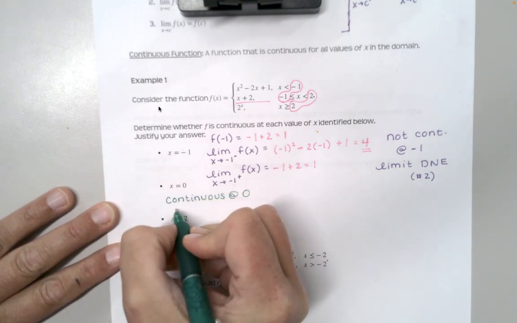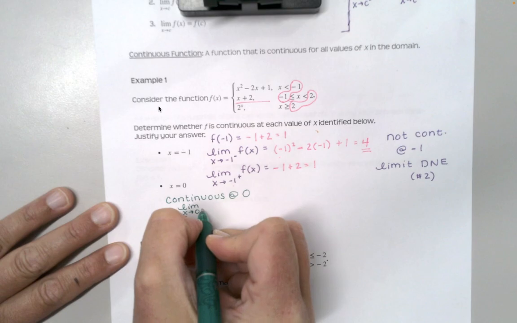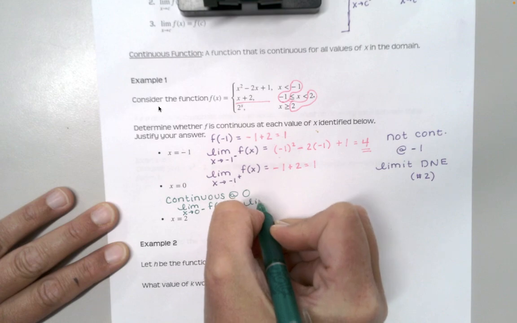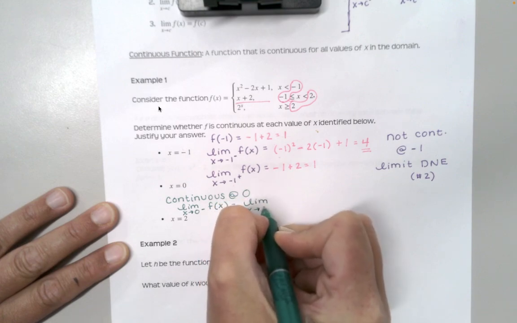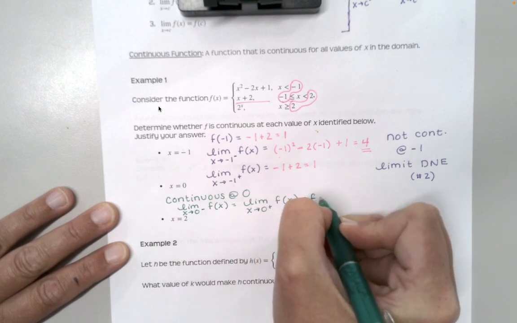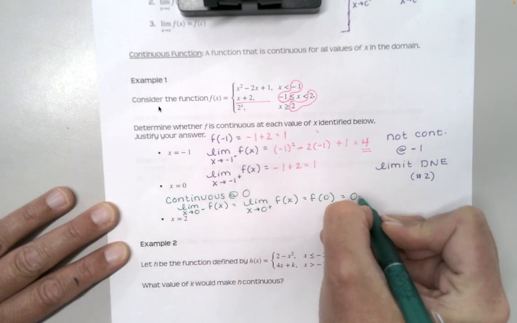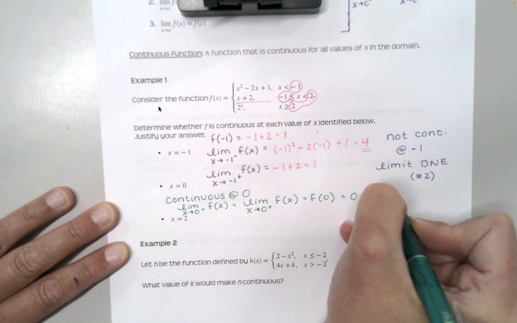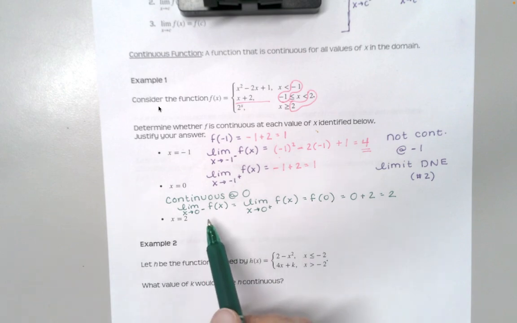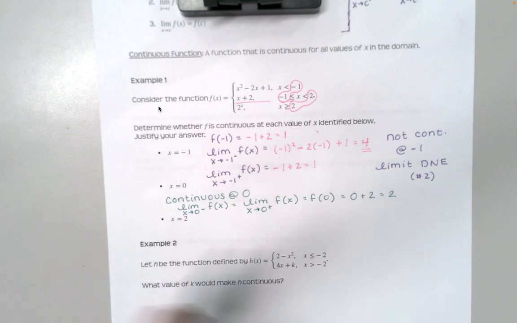So continuous at 0 because the limit as we approach 0 from the left is equal to the limit as we approach 0 from the right, which is also equal to f of 0. And all of those things come from the x plus 2, so it's just going to be 0 plus 2, which is 2. So all in one mathematical statement, I was able to establish that the limits are equal, they're equal to the function value, and then this is what all of them are actually equal to.